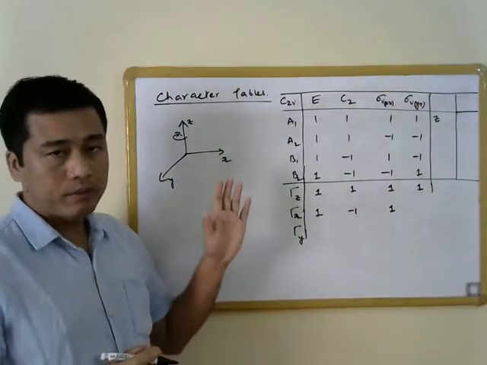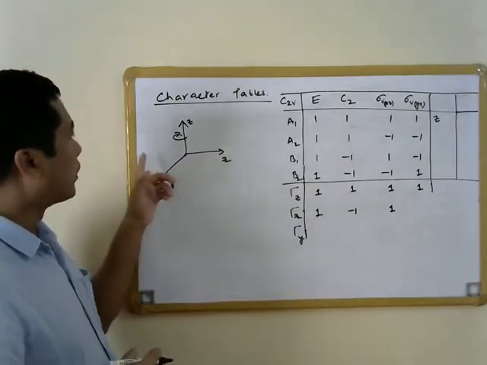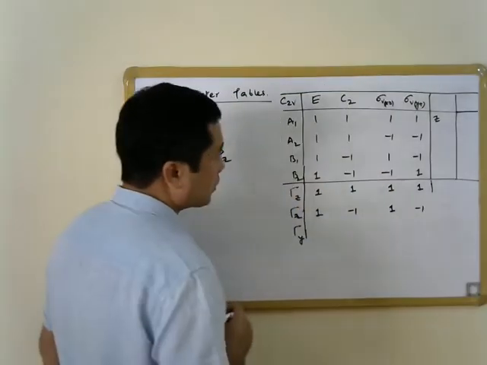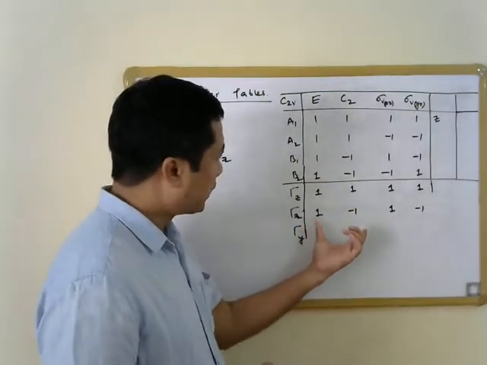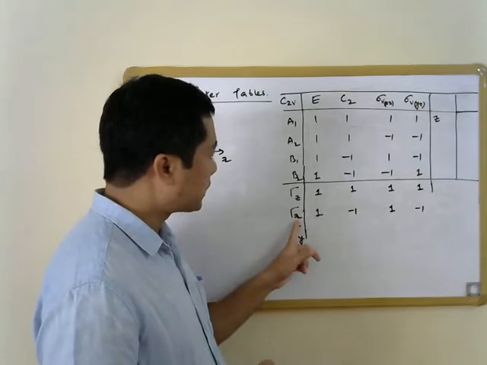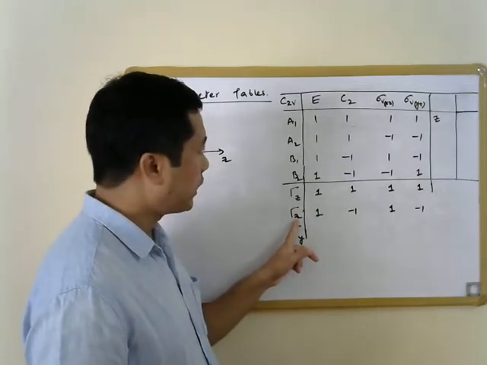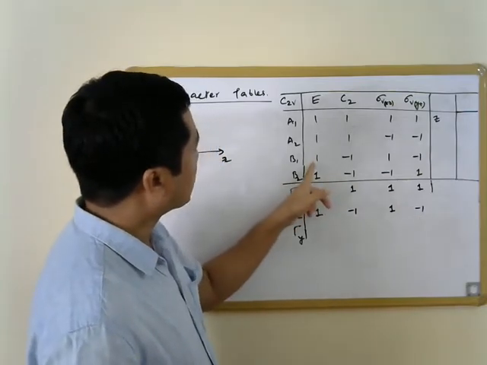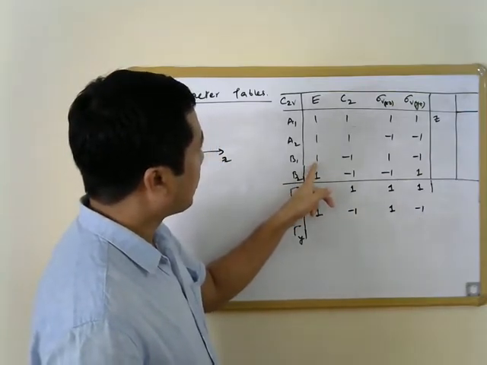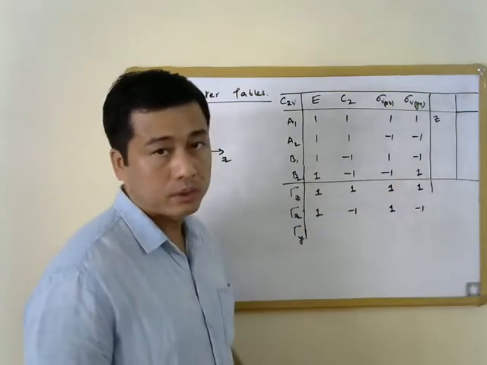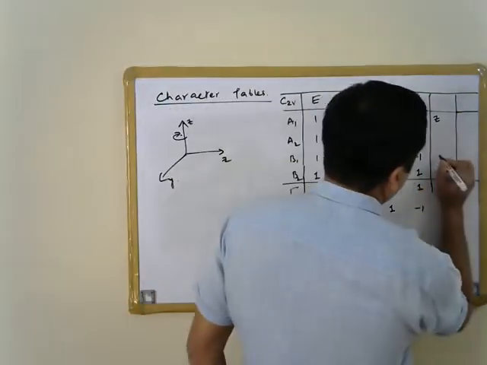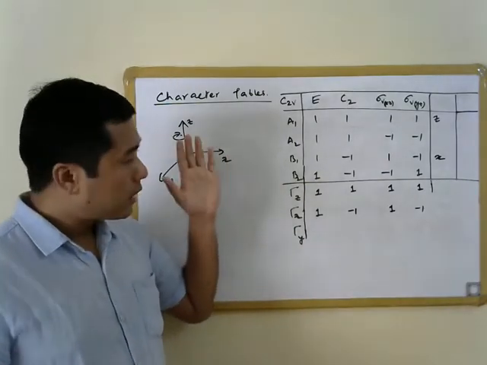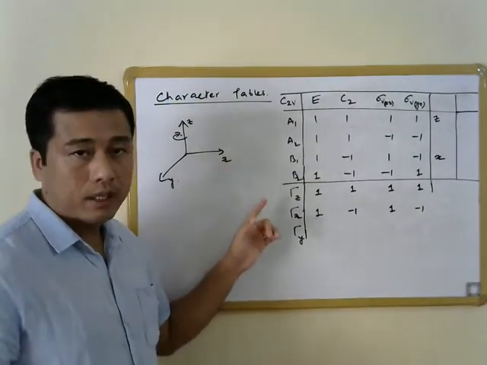But when we do sigma v yz, then x will again go to -x, and this is going to be -1. So when we try to match the characters of the representation that we obtain by taking the x coordinate as the basis, that is 1, -1, 1, -1, it matches with the characters of B1 representation, 1, -1, 1, -1, as you can see.